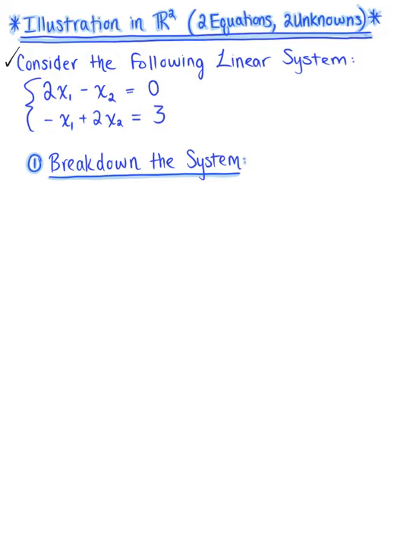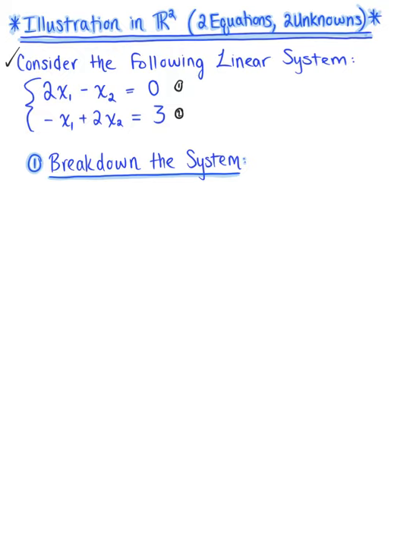Our first equation is 2x sub 1 minus x sub 2 equals 0. And equation number 2 is minus x sub 1 plus 2x sub 2 equals 3. The first thing that we want to do is take this linear system and break it down into those 3 equivalent formats: the matrix equation, the vector equation, and the augmented matrix.